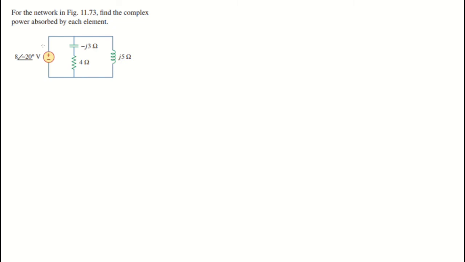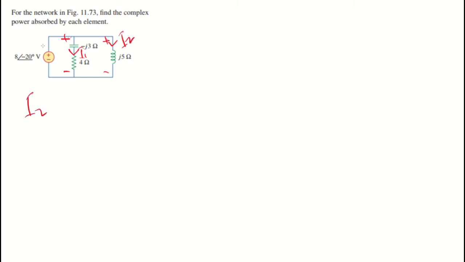For the next question, we need to find the complex power absorbed by each element. If we look at this, we have a resistor, capacitor and inductor. We need to find the complex power of each element. There is also a voltage source. The voltage across these two branches is the same as the source voltage, because each branch is parallel to the source. So we label this I1 and this I2.